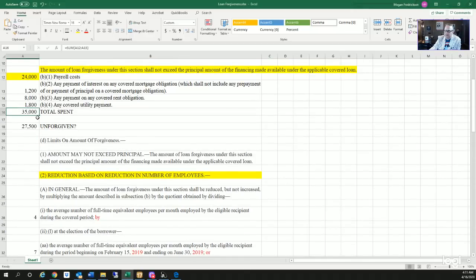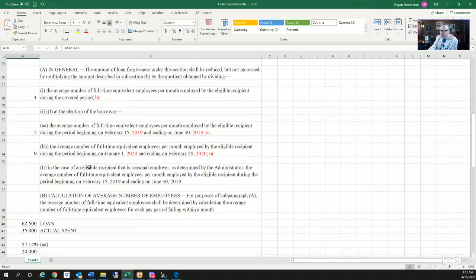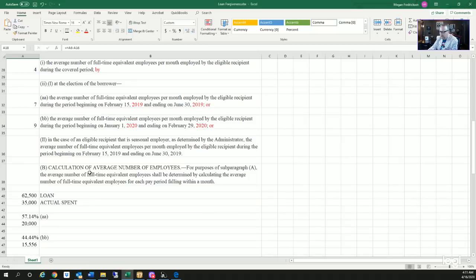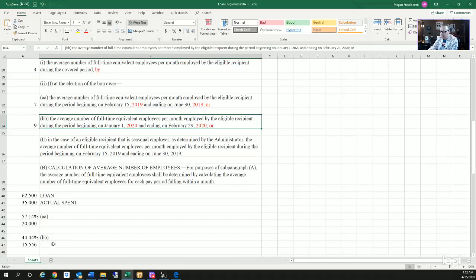So you spent this. That would be the unforgiven. But then what does it say here? It says the amount of loan forgiveness shall be reduced by multiplying the amount described in subsection B by the quotient. By the quotient. So we have 20 grand on AA. See, AA, AA, BB, BB.